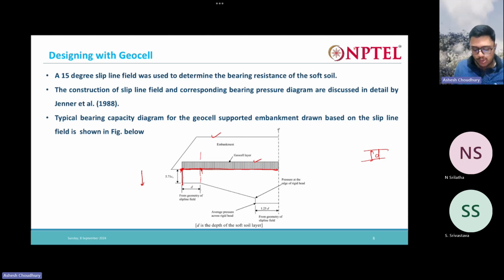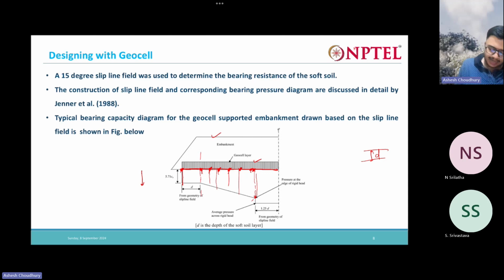Now using the slip line method, we need to calculate the bearing pressure at all these points up to here. So till this point we know. From here, using the slip line method, we will see how we can determine the bearing pressures at all these points. We will see a certain variation like this, here the value is this, so finally we get some value at this point.